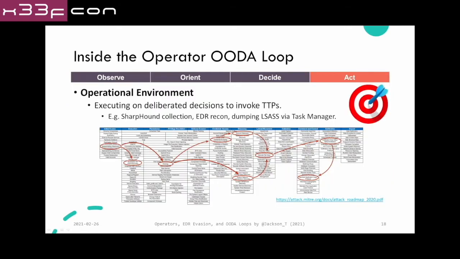Moving on, in the ACT process, this is where you execute on the decision you deliberated on to use as a TTP. For those of you familiar with the MITRE ATT&CK framework, you can think of an action as the same as executing on any of the TTPs here. And all of the OODA loop processes that occur before this one can explain how and why you chose your TTPs.